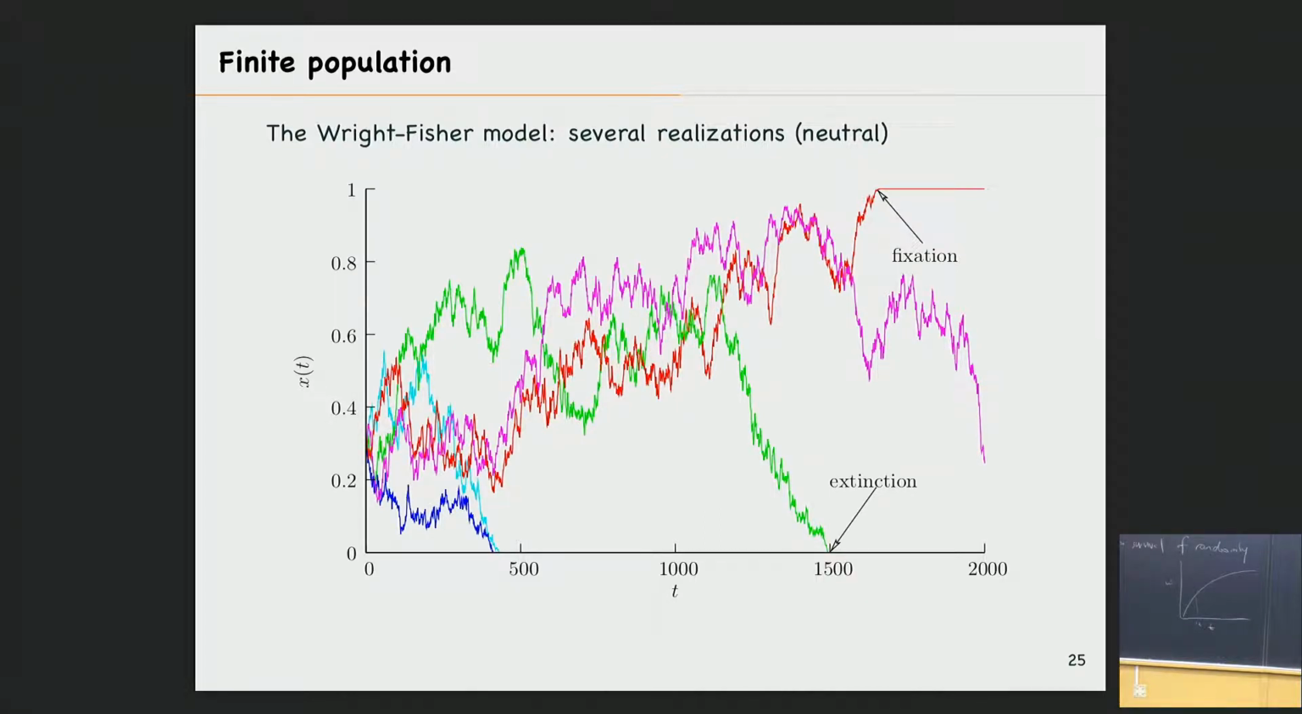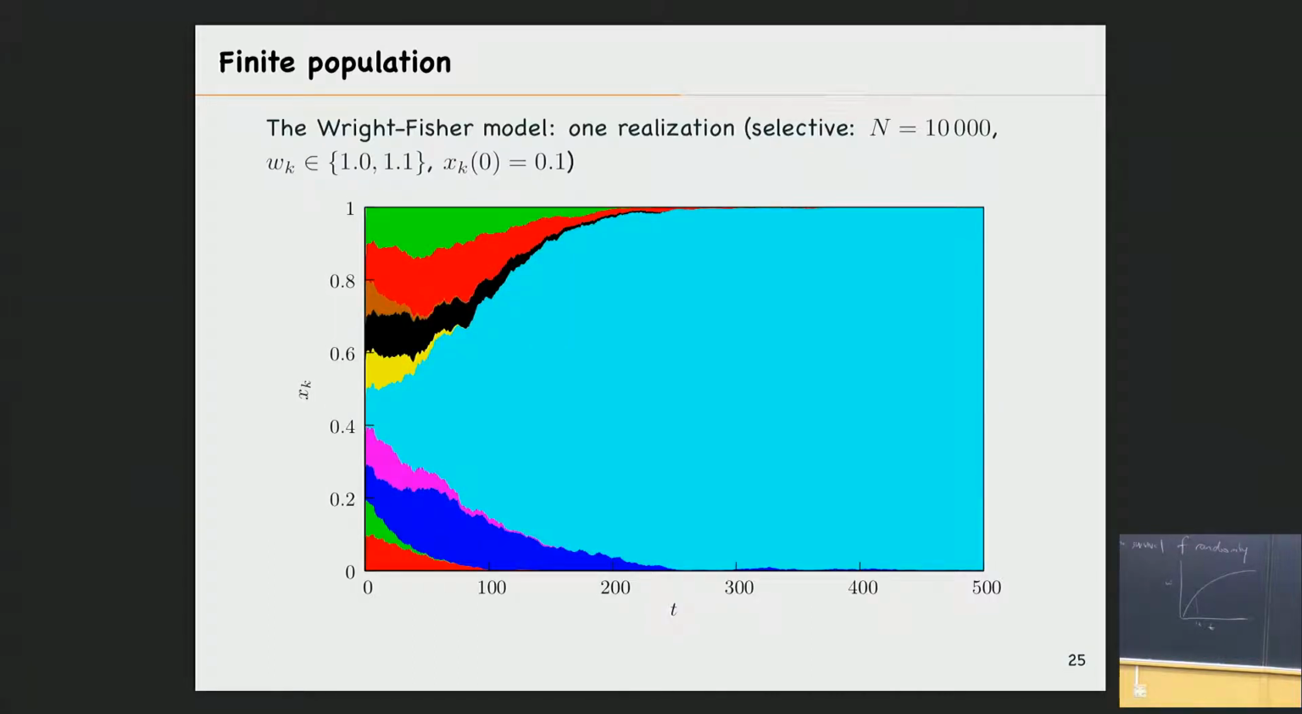And out of random sampling, different populations will end up differently: in some populations this type goes extinct, in some populations it will go to fixation. So different populations which start with identical initial conditions will have different fates. What happens if one type is positively selected?